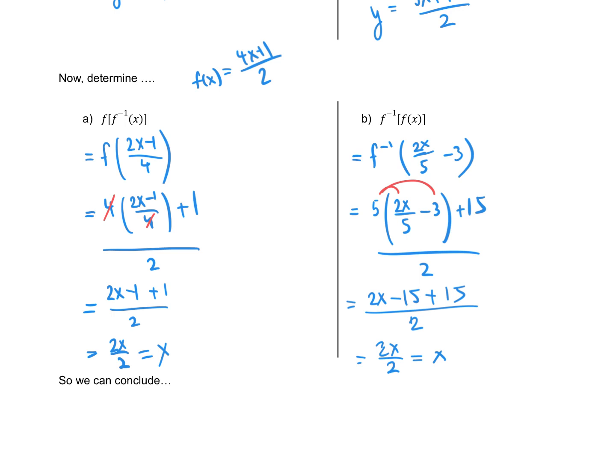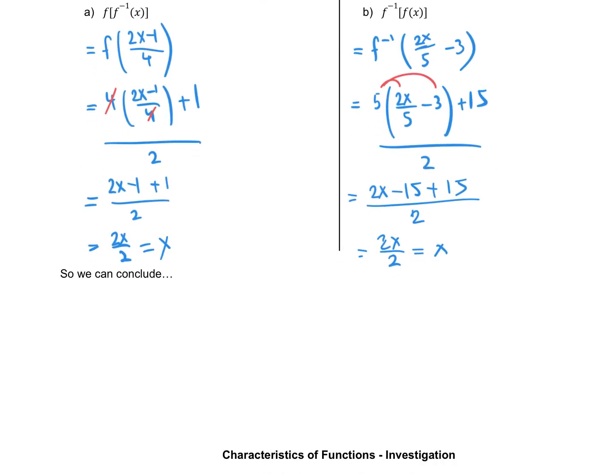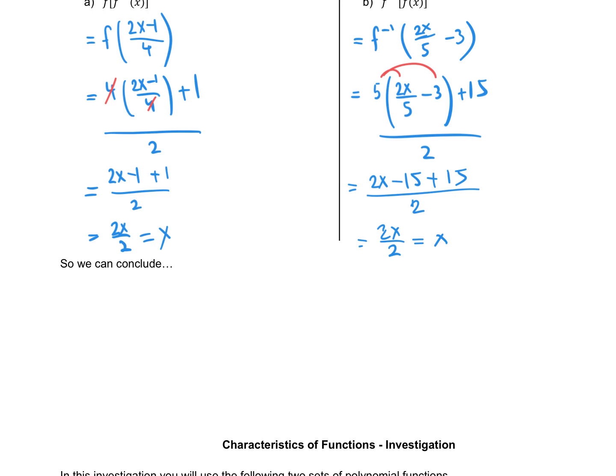So even though we had a different function, when I put the inverse back into its original, or the original into its inverse, we ended up with x. So what can we conclude? We can conclude that if we take the composite of function f composite its inverse, you're going to get x. Or if you take the composite of an inverse with its original, you also get x.